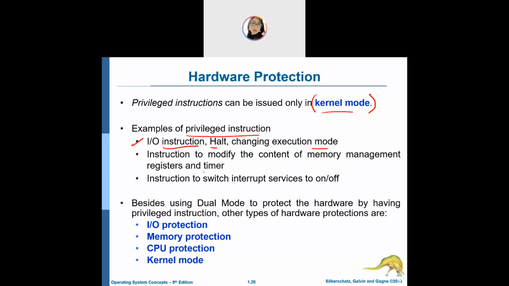So besides using dual mode to protect the hardware by having privileged instructions, other types of hardware protection are input-output protection, memory protection, CPU protection, and lastly kernel mode.